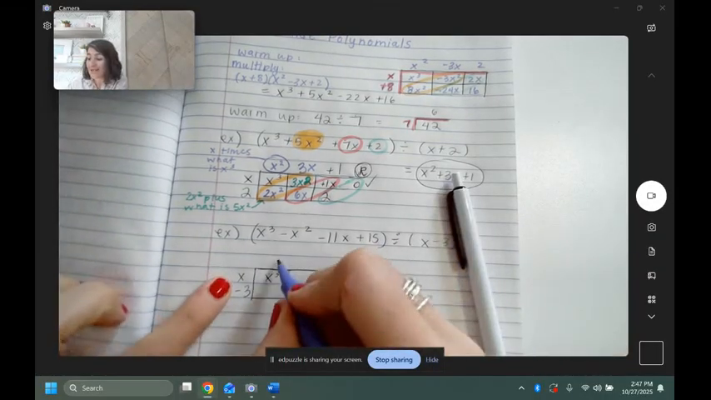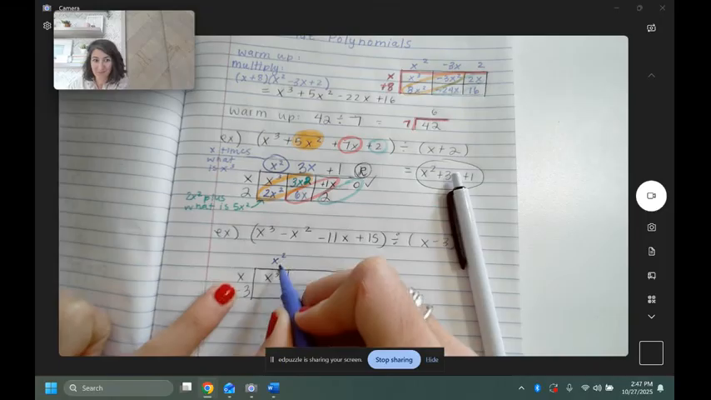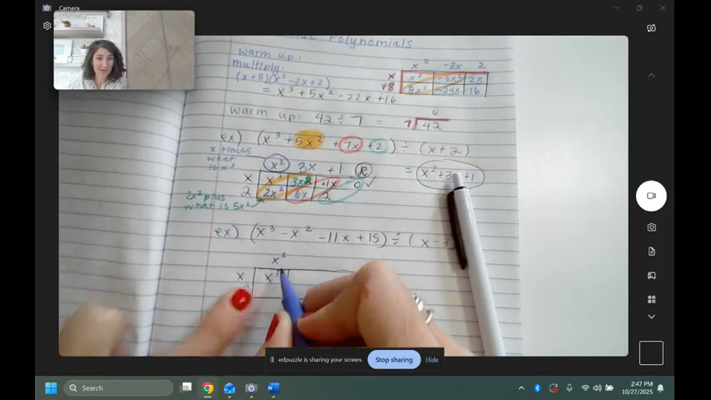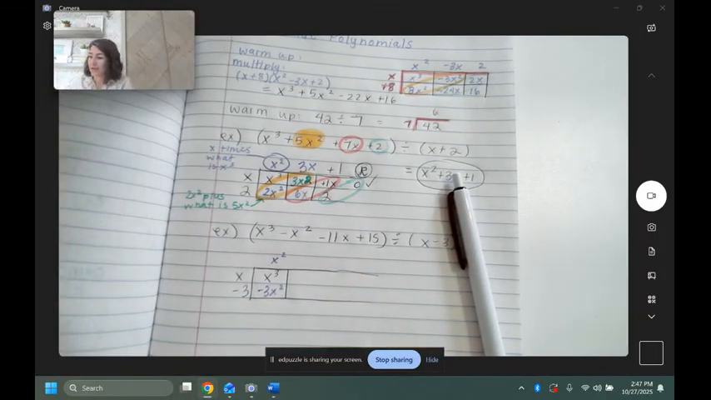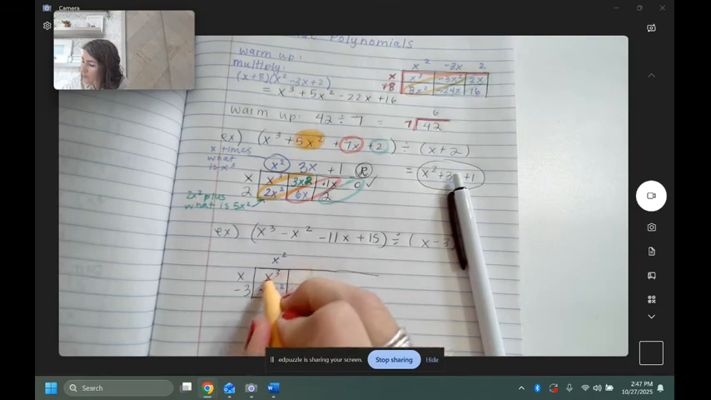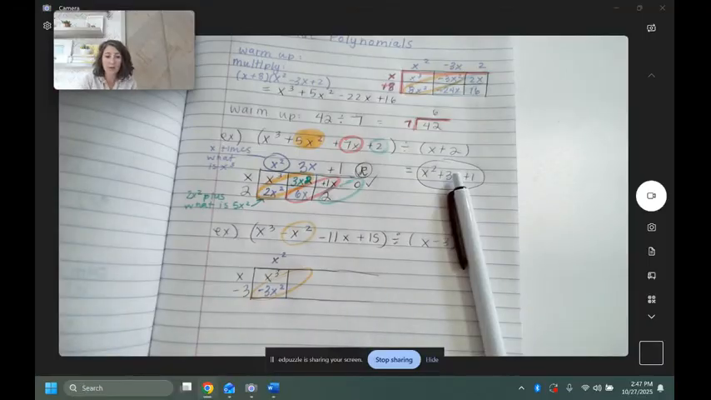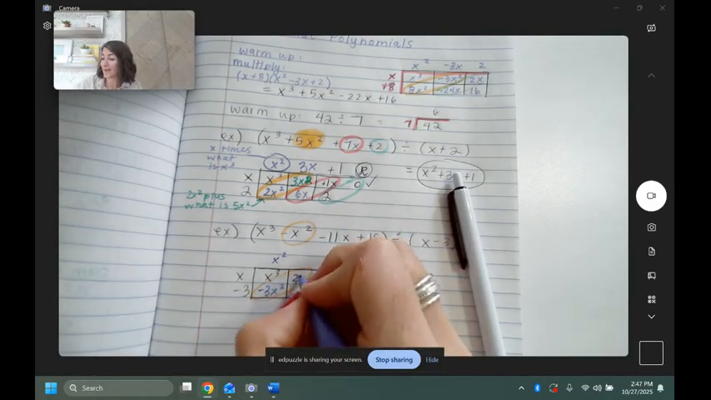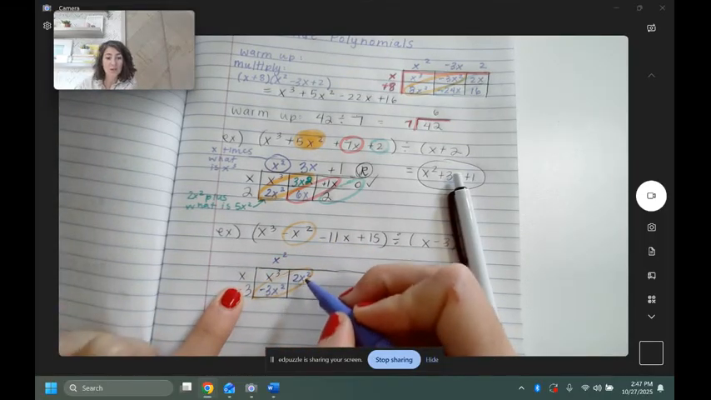So my first question is, x times what will give me x to the third? X squared. And double check that, 3 x's, x to the third. Multiply this down, negative 3x squared. All right, these two need to add up to negative 1x squared. So negative 3x squared plus what is negative 1x squared? Positive 2x squared. And double check that, negative 3 plus 2 is negative 1.